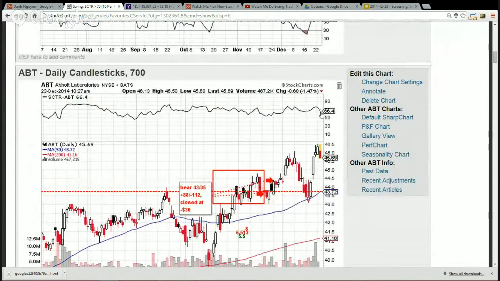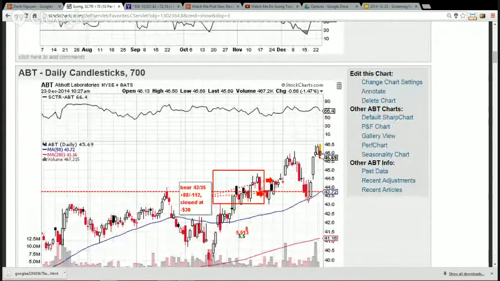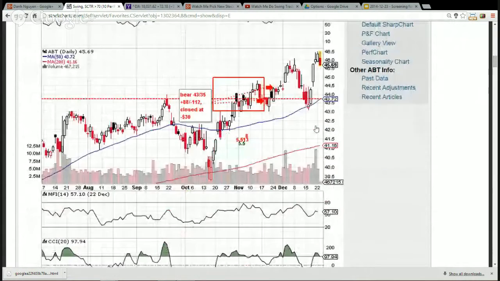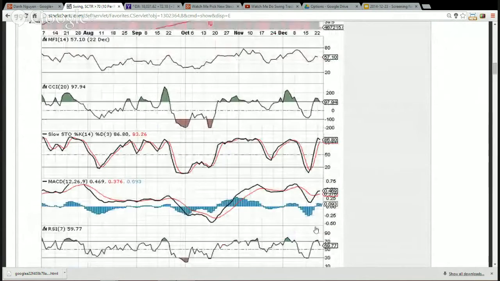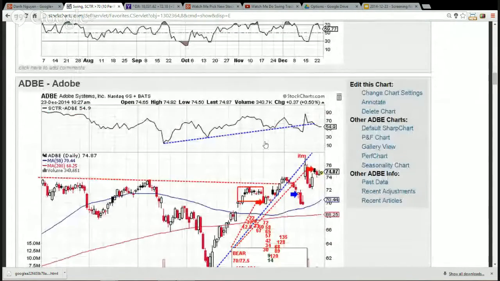There's SCTR is 66. You can see it bounced off resistance here, but actually today is a negative day for it. So it looks like it may be trending downward on this one, so I would bypass this one. You can see also it's in the overbought territory coming down. So it's not a good trade to go bullish on this one. Okay. So I would skip.